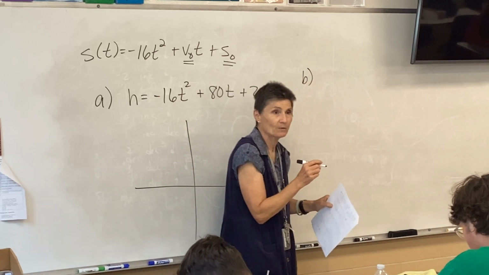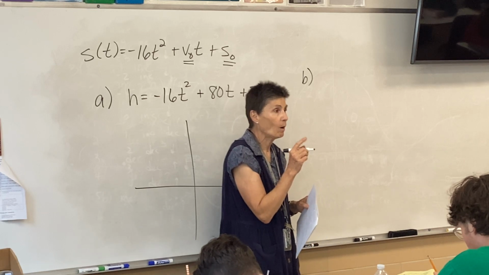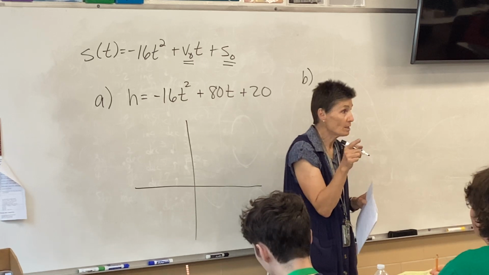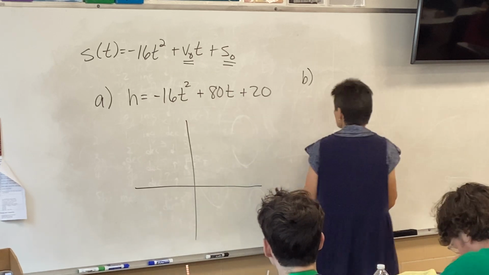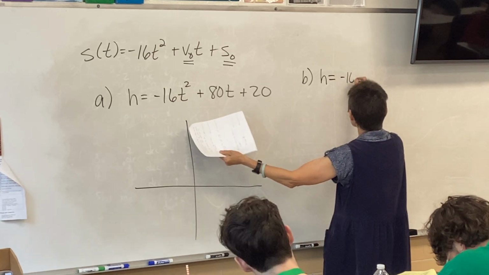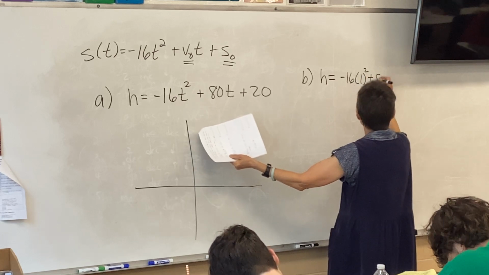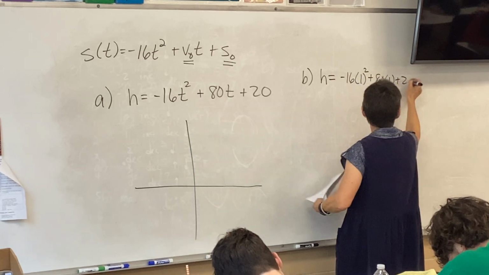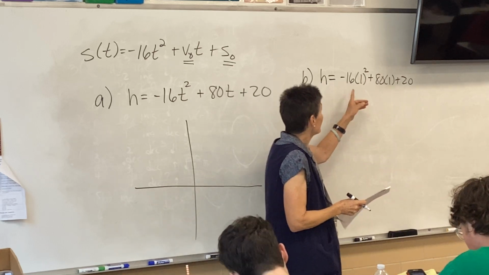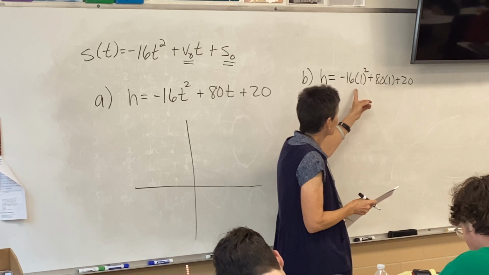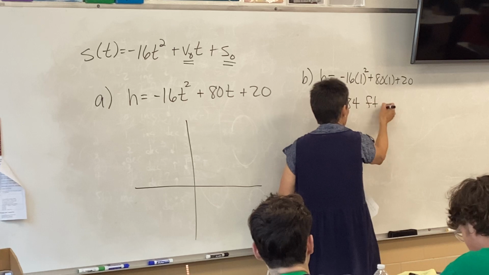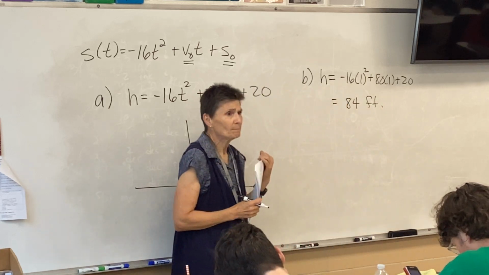Well, I don't need a calculator for that. If I want to know how high the ball is, plug it in. I just plug in 1 for the T's, or the X's. So the height after 1 second is going to be negative 16 times 1 squared plus 80 times 1 plus 20. You can use a calculator to help you with that arithmetic, but you don't need to graph it. Negative 16 plus 80 plus 20, I'm getting 84 feet, but I could have added wrong. Is that what you got?